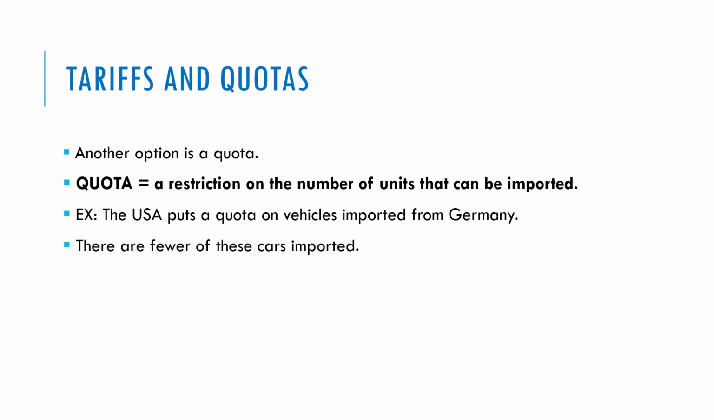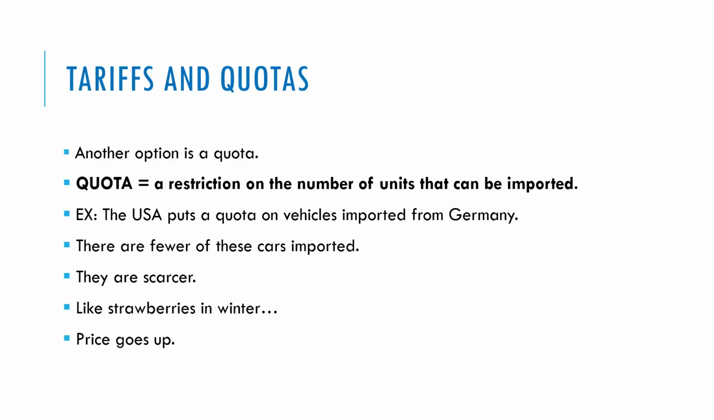So let's think about what's happening when we impose that quota on German cars. Now, there are fewer of these cars imported. So there's fewer of these German cars in the United States for people to buy, which means they are scarcer. Now, if something is scarcer, I know you can predict what's going to happen to price, right? Like strawberries in winter, they become a little more scarce, and what happens to price? Price goes up. So the quota also affects the price of the import, but it does it in a little more indirect way by making that good scarcer, which means the price goes up.